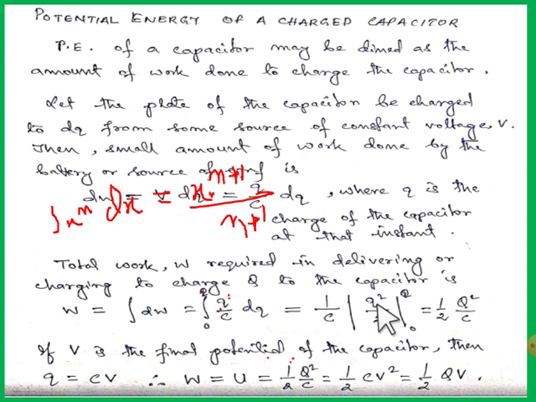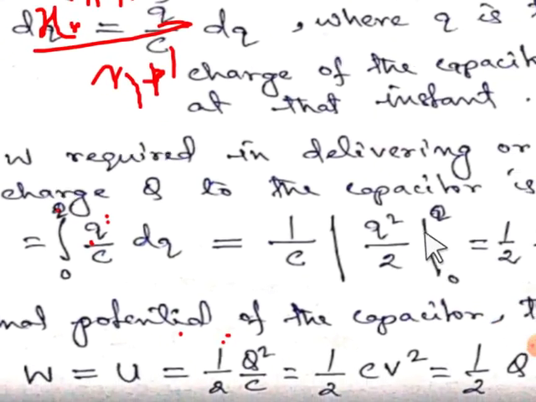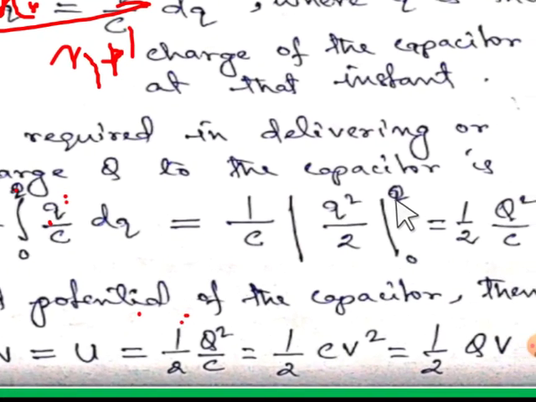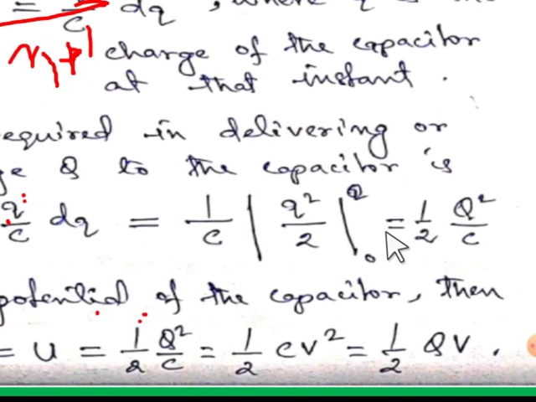So that q square divided by 2 is here. The integrating limits are from where to where? The lower limit is 0, the upper limit is capital Q. So if you replace this variable by the upper limit first, it will be capital Q square divided by 2 minus 0 square divided by 2. The second term will be 0, as this variable will be replaced by the lower limit. So 0 square by 2 is 0. So we will have only half Q square by C.